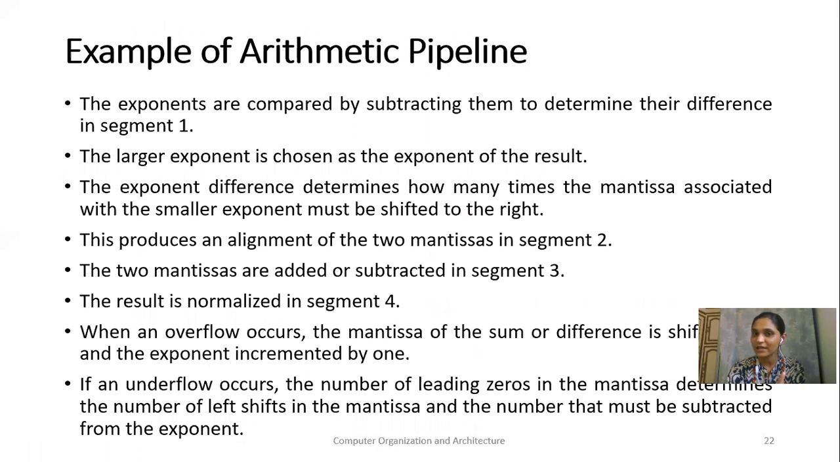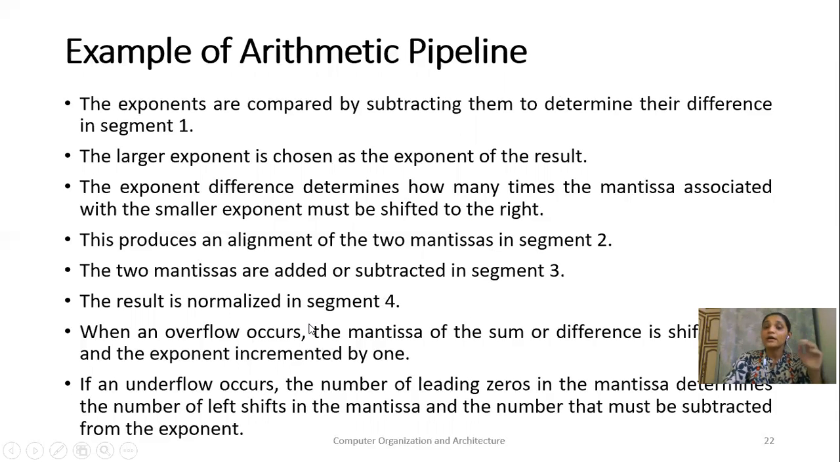In the first segment, exponents are compared. For this comparison we do a subtraction operation and determine the difference. If the difference is 0, that means your exponent terms are equal. But if it is not 0, then you have to choose one as your result's exponent and shift the other as required. Then in the second stage, we do alignment of the Mantissa. In the third stage, we do addition or subtraction, and in the fourth stage, we normalize the result.